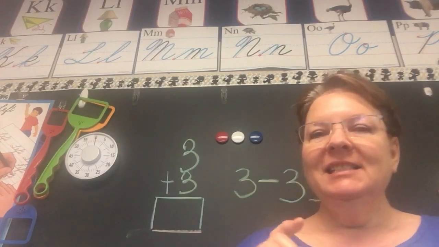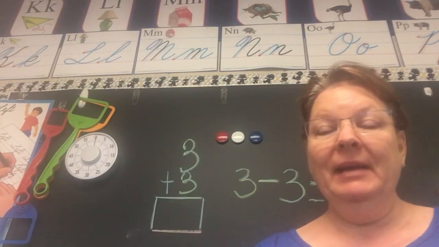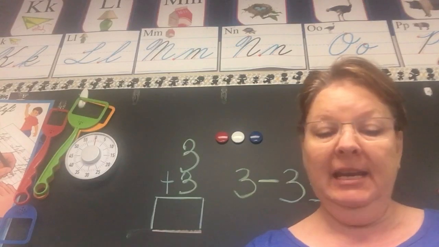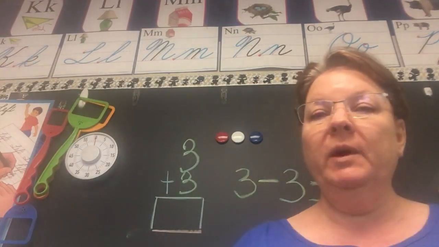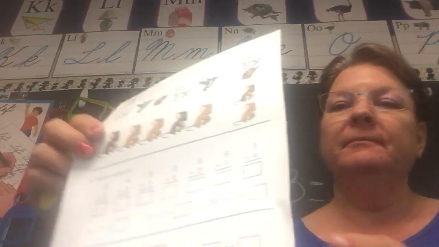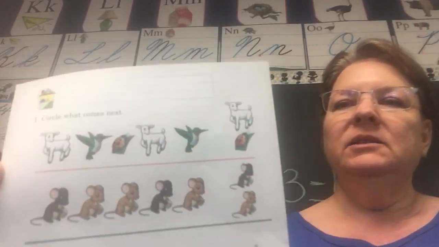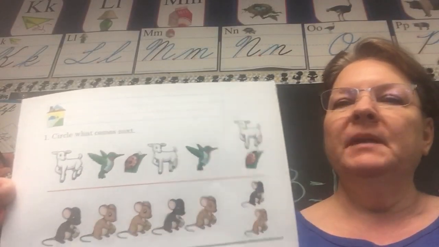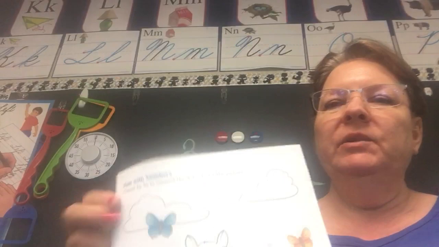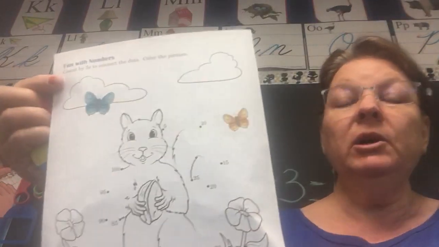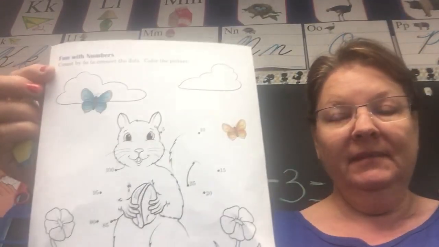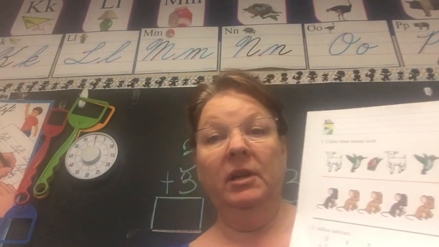All right. So I'm going to go over your math paper for Thursday, and your math paper is page 131. You should see the animals at the top. And on the back, page 132, you should see a squirrel where you're going to be counting by fives. All right. So right now we're just going to go over our instructions.